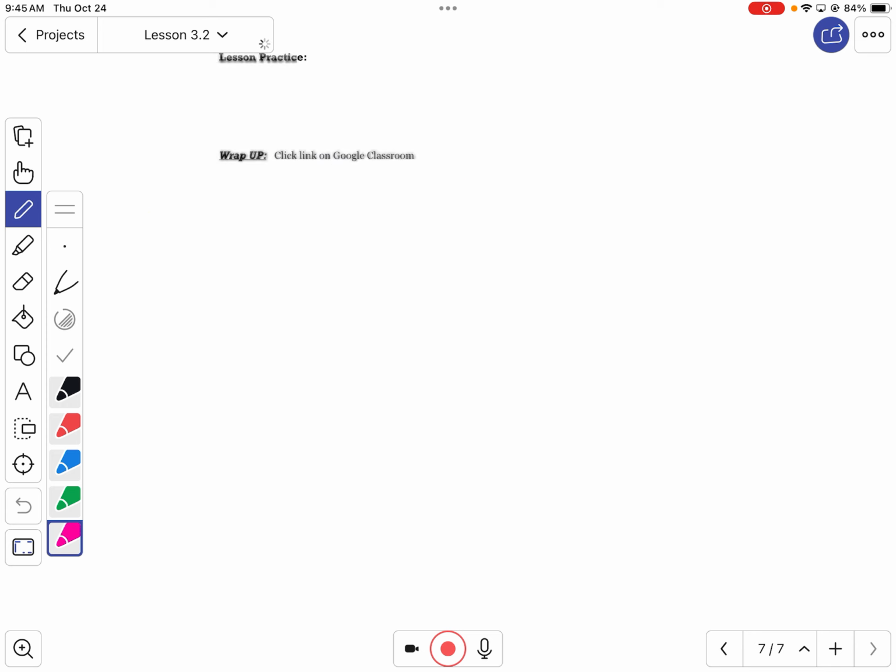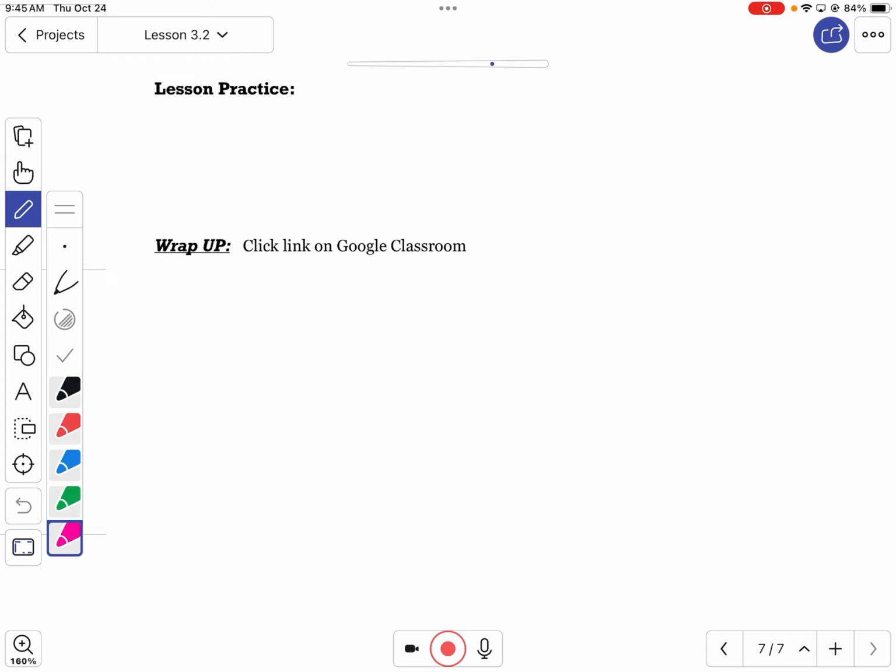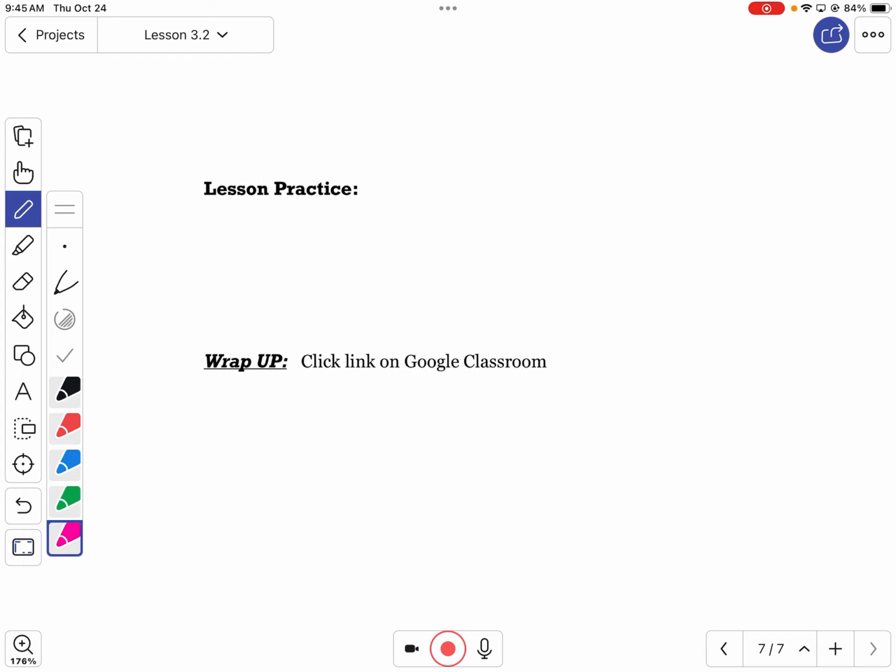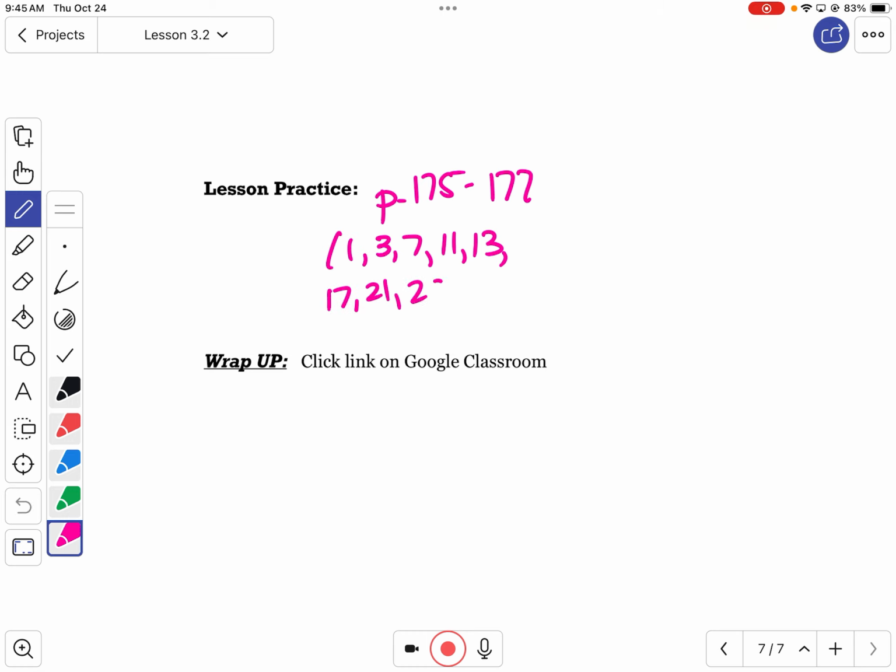All right, so here we go, lesson practice. It is on pages 175 to 177. Like I said, it's the algebra that's going to get you. Problems 1, 3, 7, 11, 13, 17, 21, 23, 25, 57. There's 10 of them. Pick and choose a few.